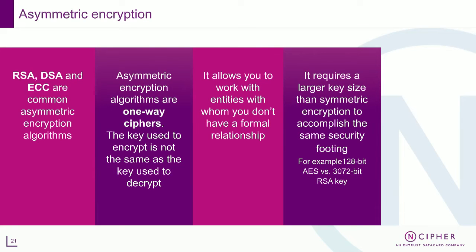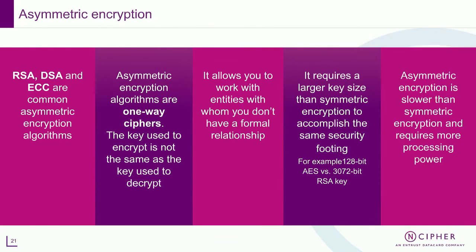So within the space of symmetric, you might have a 128-bit key. In order to have a key with the exact same amount of strength, the asymmetric key has to be 3072 bits. And because of this, asymmetric encryption is slower and requires more processing power than symmetric encryption does.